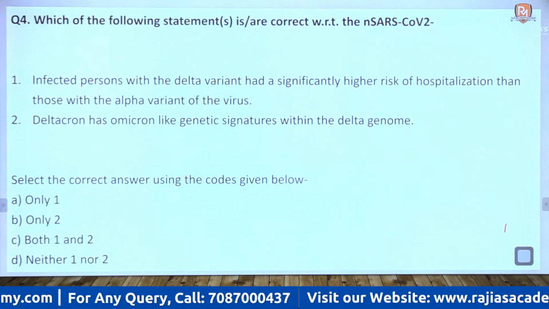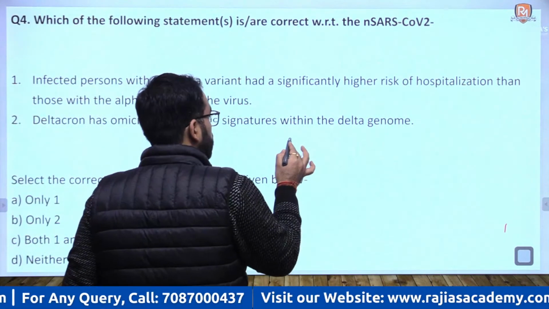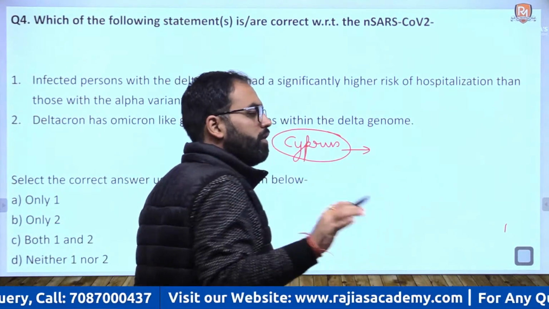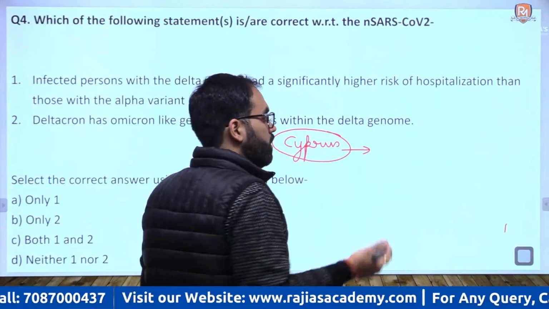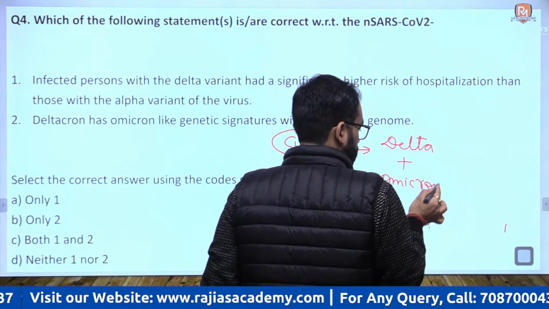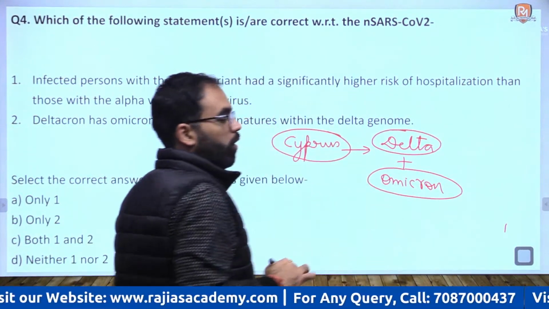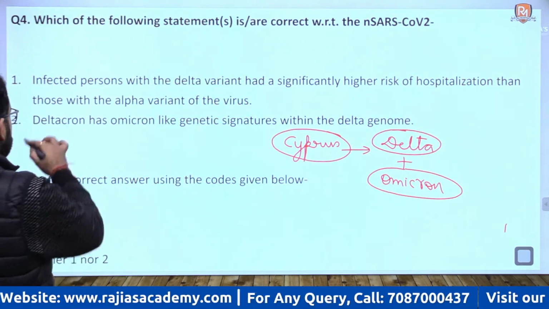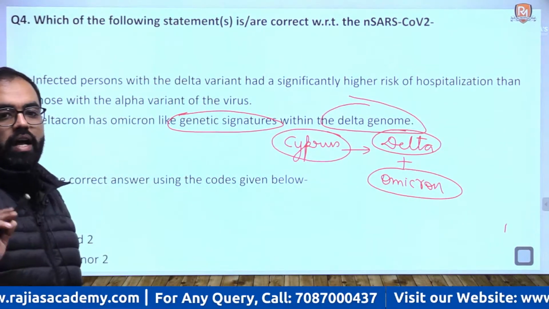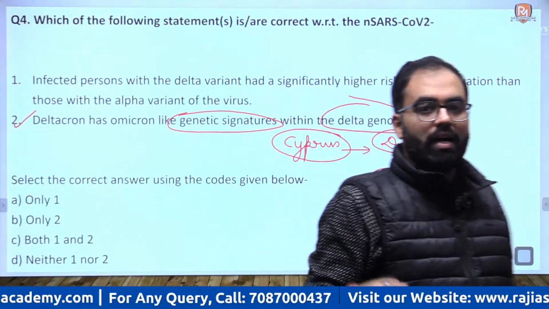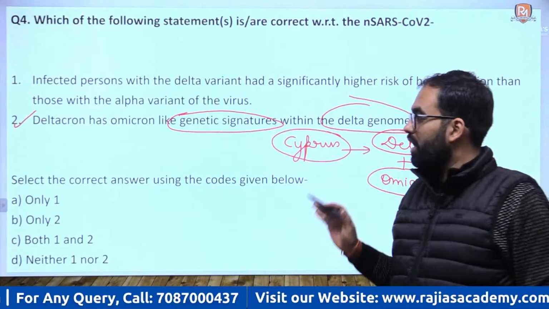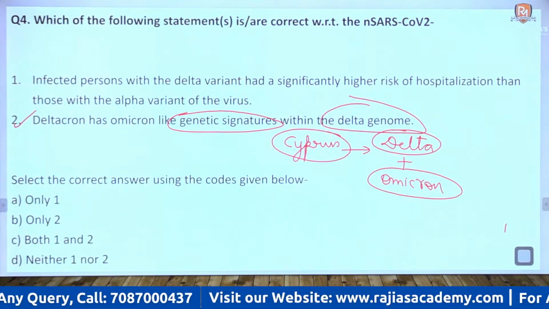So look, when we talk about the research that was conducted, this is a case from Cyprus, where the research has said that 20-25 odd people were found infected by this new variant, which is a combination of the Delta plus the Omicron. So that makes it Deltacron. That is how the name has been derived. So this second statement is correct, that it has genetic signatures within the Delta genome, but further studies are required as to what the pathological significance of this virus is, how it is going to affect humans, whether it is going to be fatal enough or not, and what the transmissibility of this particular variant is. That is still under study.